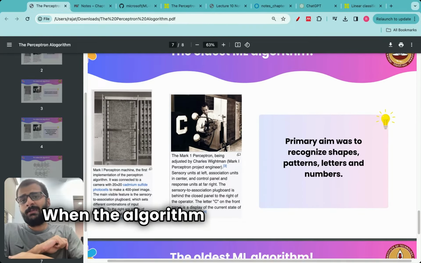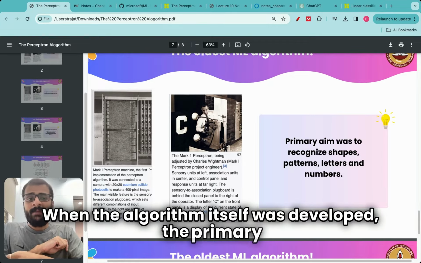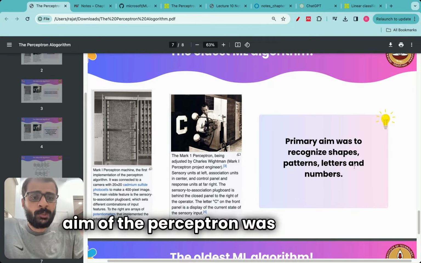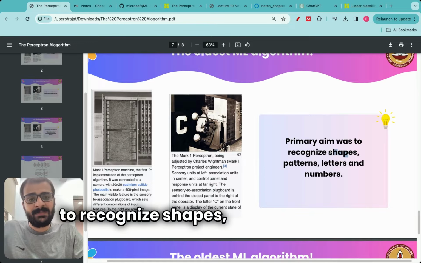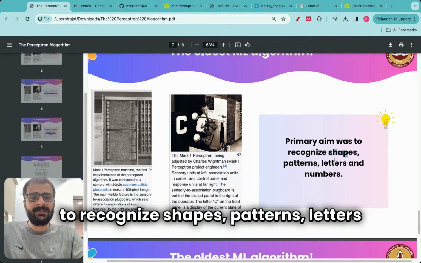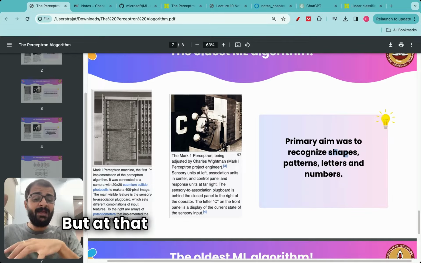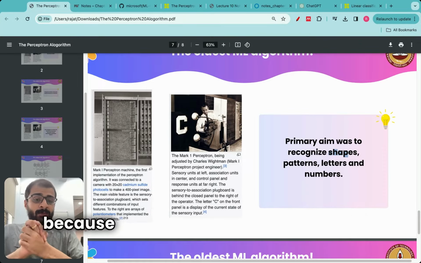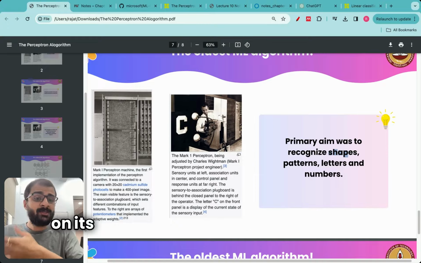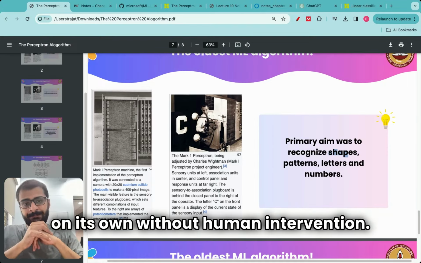When the algorithm itself was developed, the primary aim of the perceptron was to be able to recognize shapes, patterns, letters, and numbers. Now we can do so many more things, but at that time it was revolutionary because it could learn from its mistakes on its own without human intervention.